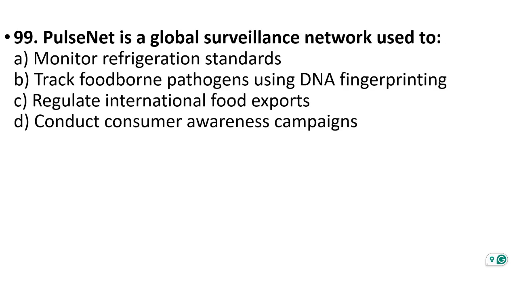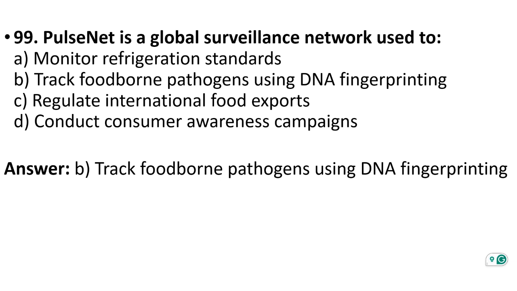99. PulseNet is a global surveillance network used to monitor refrigeration standards, track foodborne pathogens using DNA fingerprinting, regulate international food exports, conduct consumer awareness campaigns. Your answer is option B, track foodborne pathogens using DNA fingerprinting.